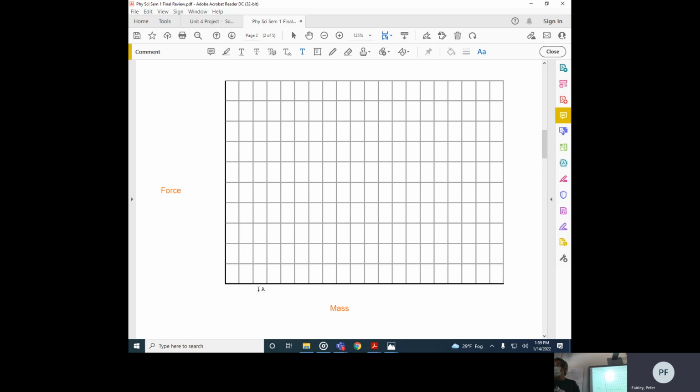Not all graphs start with the same number. Sometimes they start at 1,000. Sometimes they start at 50. Most often they start at 0. But whatever number it is they start with, you have to show that on the axis, on the corner. And sometimes one axis might start with 0 and the other might start with 500.